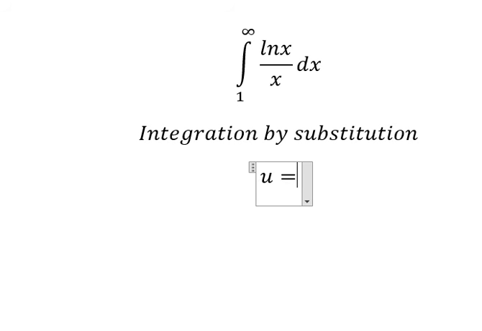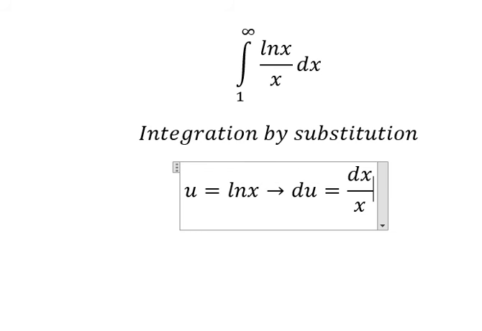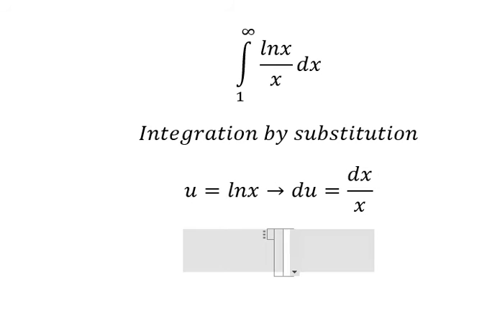So I will put u equals ln s. Later, we take the first derivative of both sides, and we have ds over s. Next, we need to change the bounds.